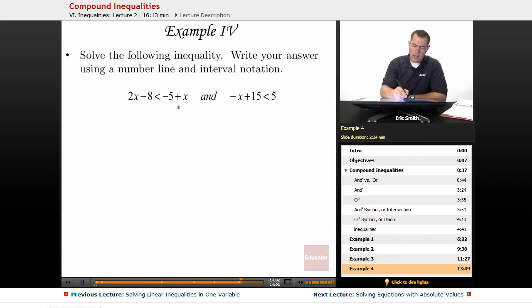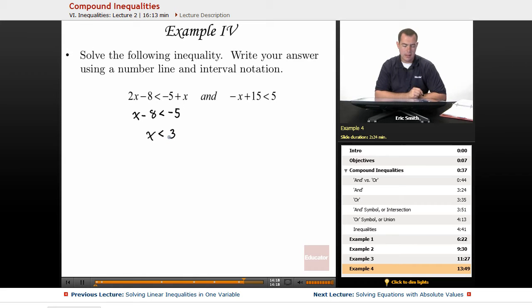So I'm going to subtract an x from both sides on the left side here. So 1x less than minus 5. Okay, now I can add 8 to both sides. So I get that x is less than 3. Okay, now let's go over to the one on the right, see what we can do there.